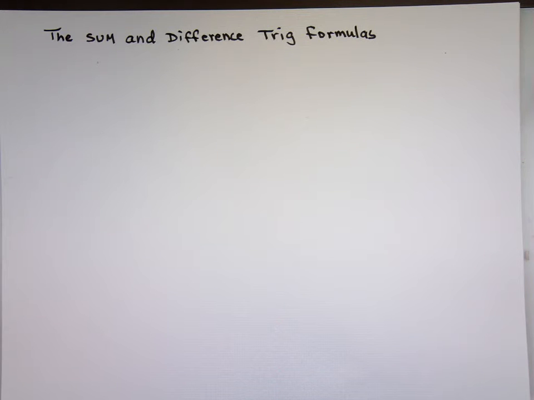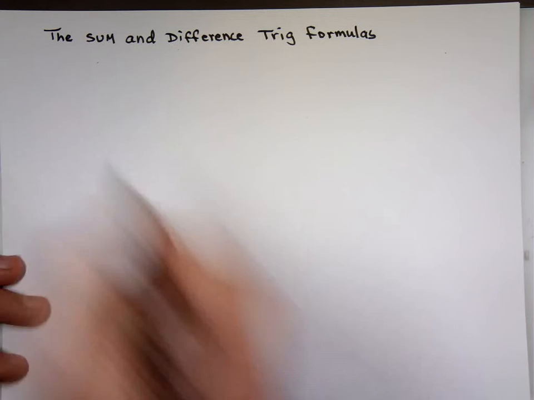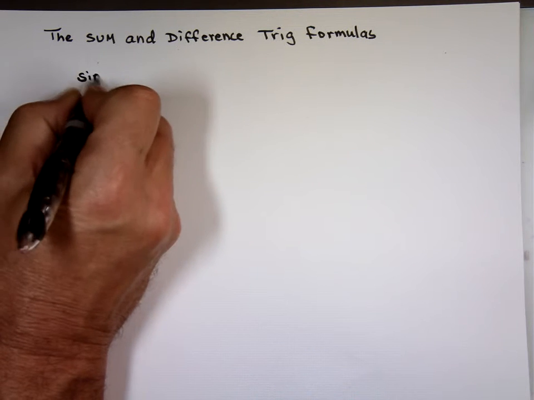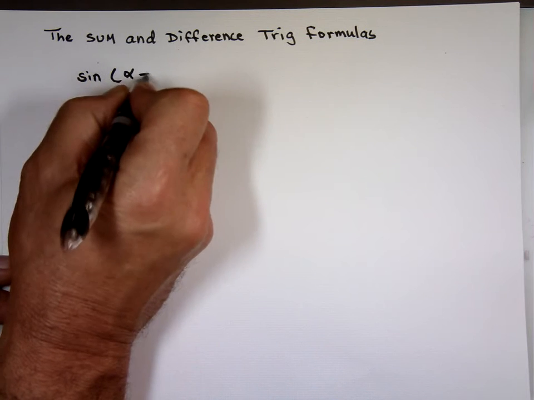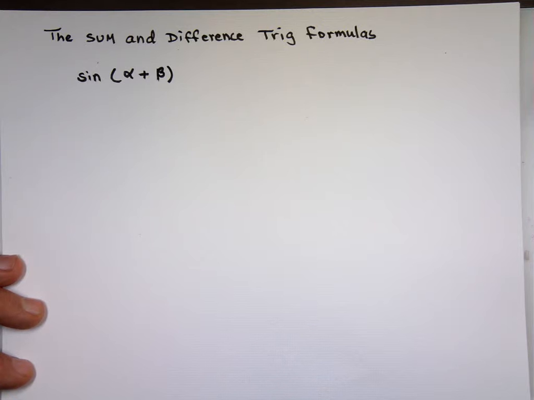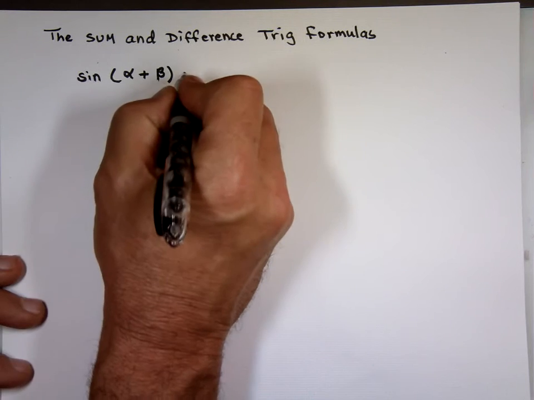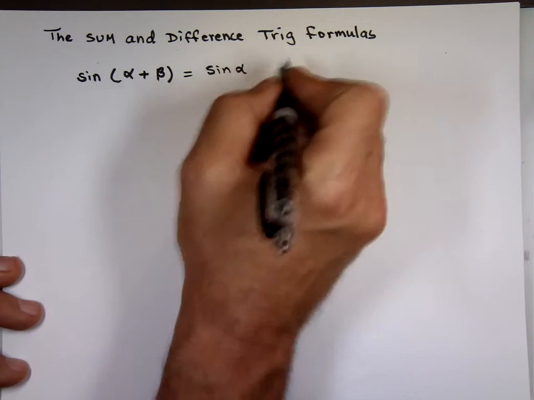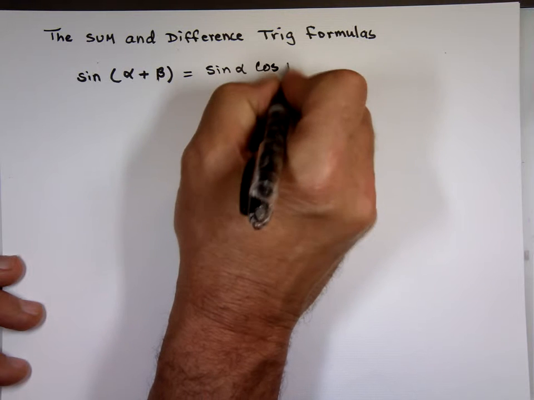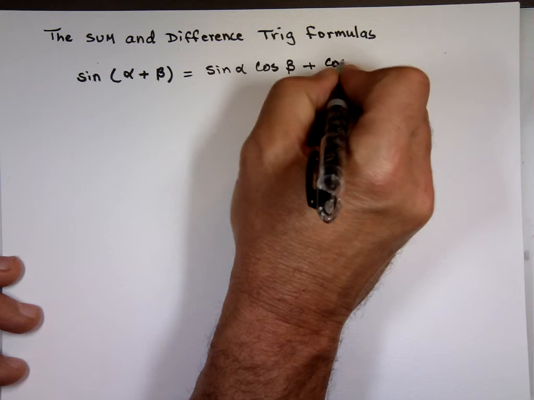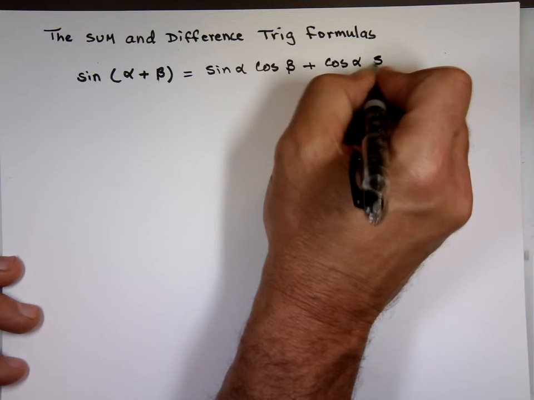I'm going to try to write them in 3 sets instead of 6 of them. The sine of alpha plus beta. I'm going to use alpha and beta. That's A and B in Greek. Alpha and beta. Our book says, you know what? That's equal to sine alpha times cosine beta plus cosine alpha sine beta.